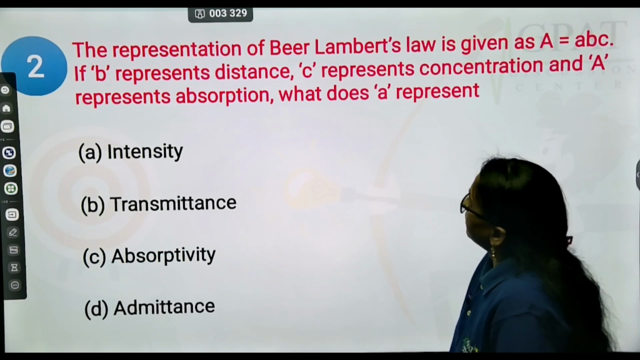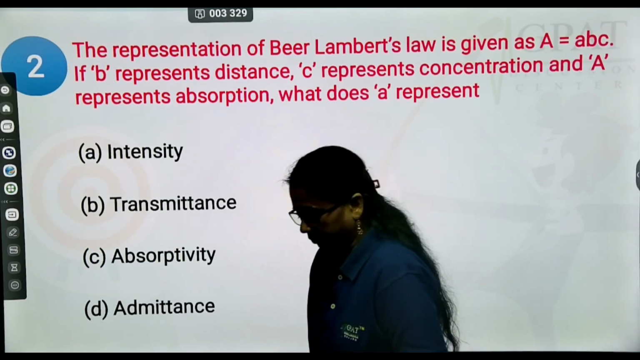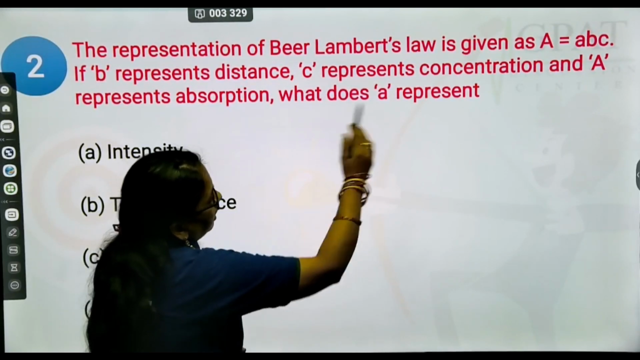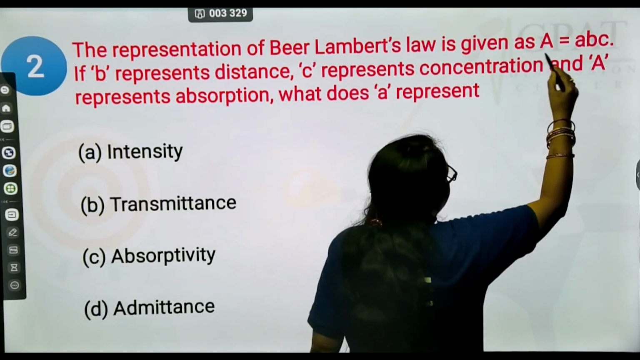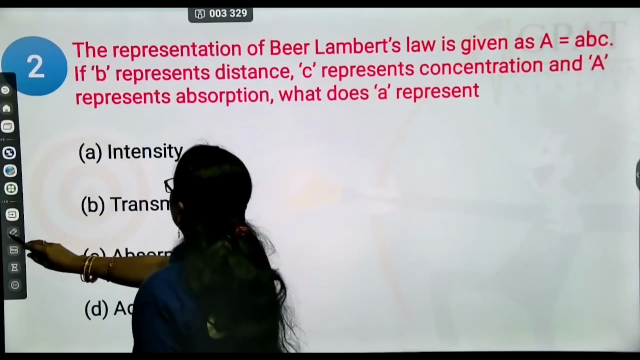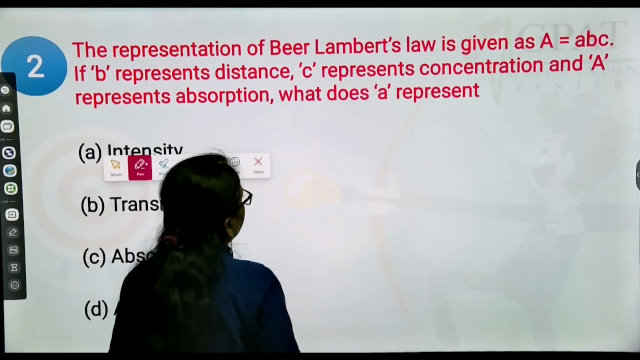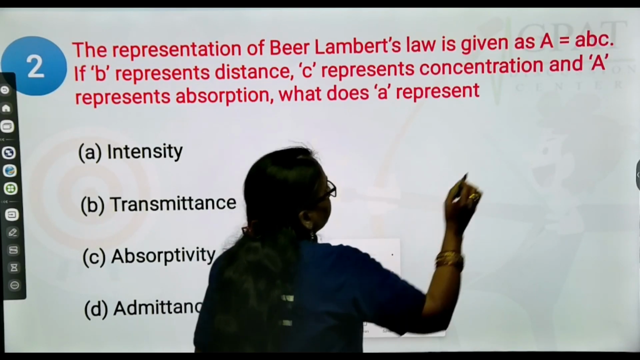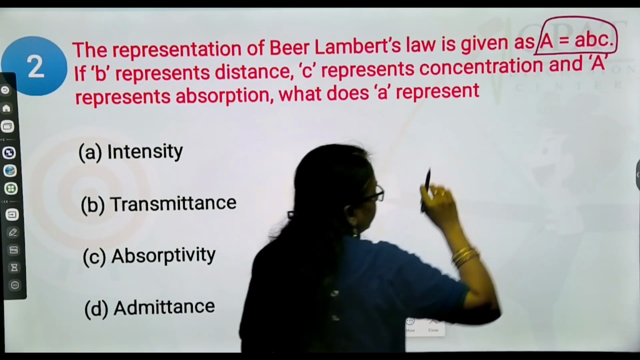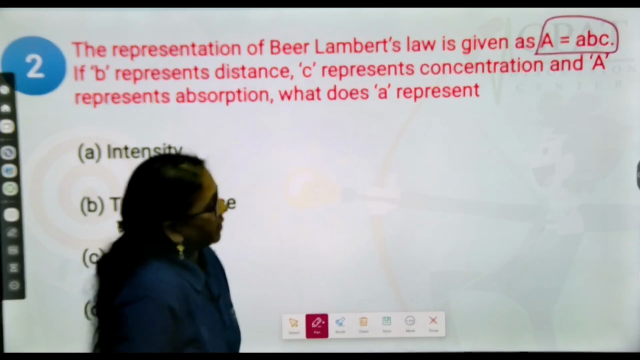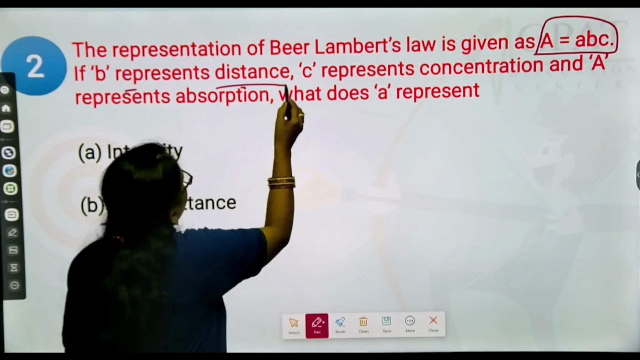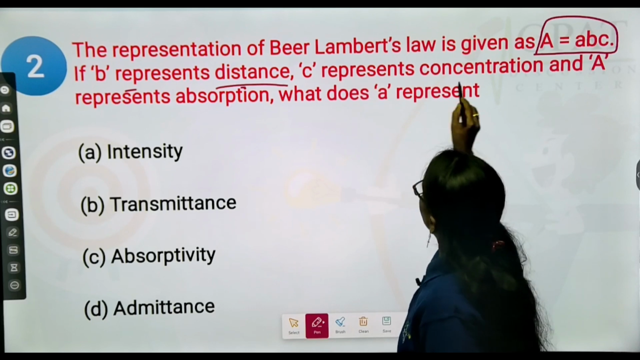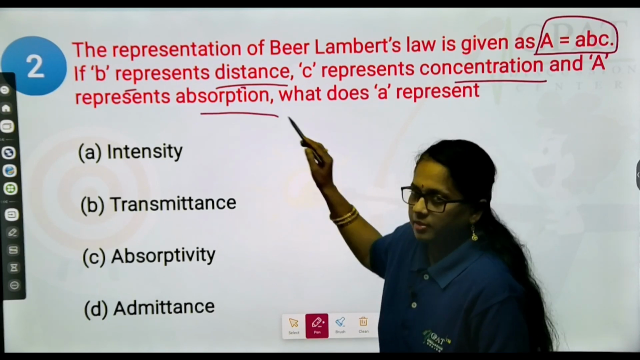Next question: the representation of Beer-Lambert's law. In UV spectroscopy, Beer-Lambert's law is very important, which is given as A equal to abc. In simple terms, we can easily remember this law. A equal to abc. In this, b represents the distance, actually the path length, and c represents the concentration, and A represents the absorbance.